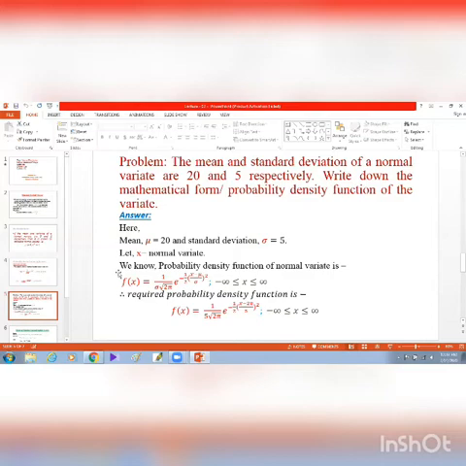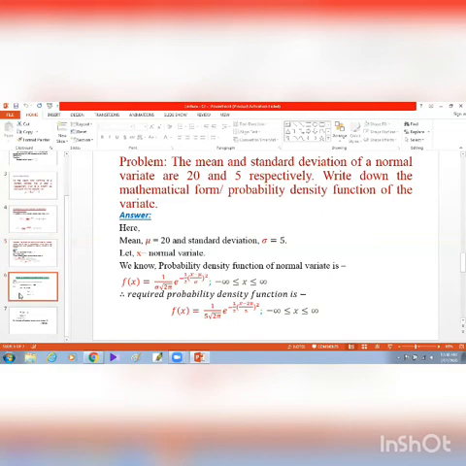Since we have to write down the probability density function according to the question, we have to replace the values of mu and sigma here, and it will be f of x equals 1 divided by 5 root 2 pi e to the power minus half, x minus 20 divided by 5, whole square, where x lies between minus infinity to plus infinity.